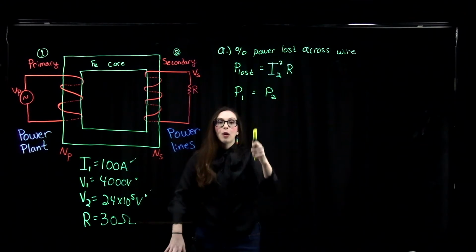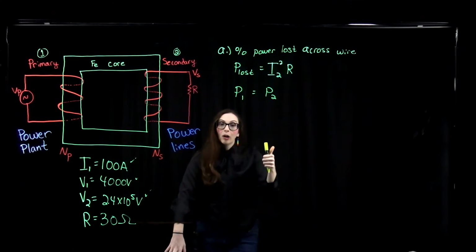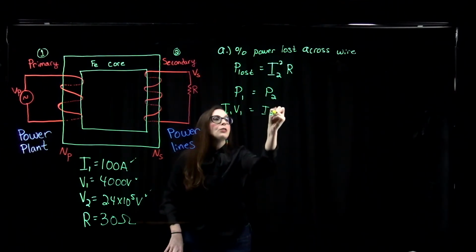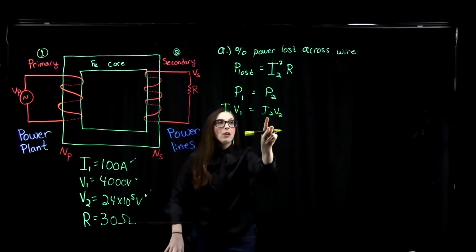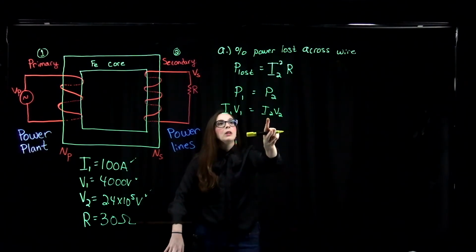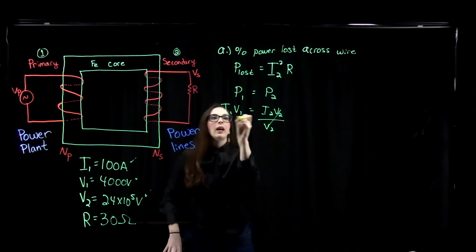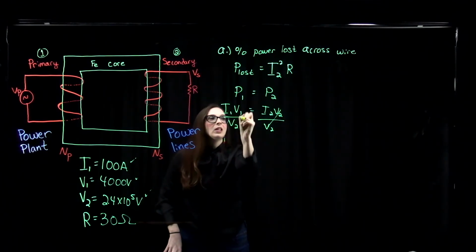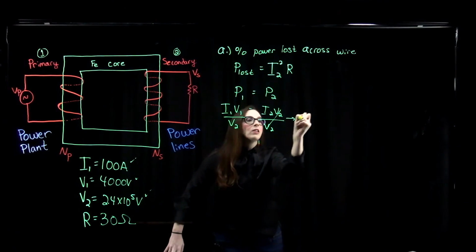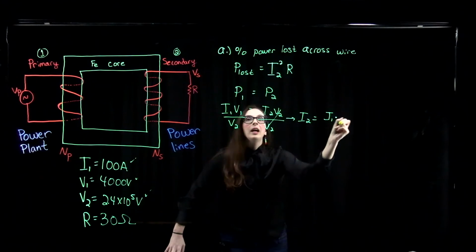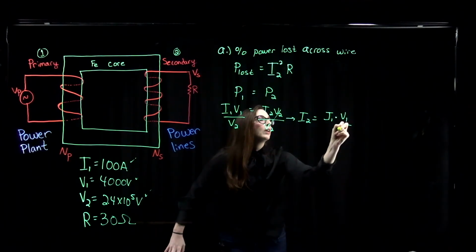For this power, we can think about current times voltage, IV. So I1 V1 is equal to I2 V2. If I solve this equation for I2, we just divide both sides by V2. So then that leaves us with I2 is equal to I1 times V1 over V2.